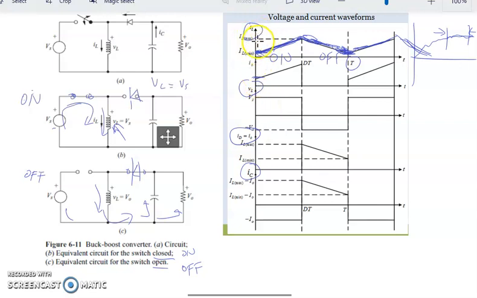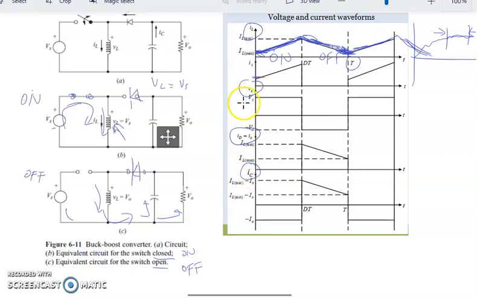So again, this is the pattern of our inductor current. This is our inductor voltage. This is the pattern or the response of our diode current, and this is the capacitor current.